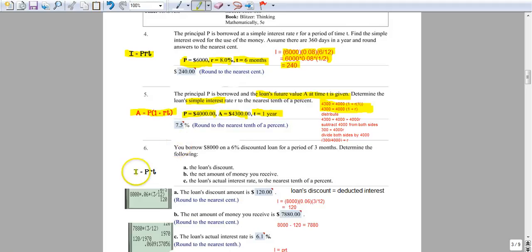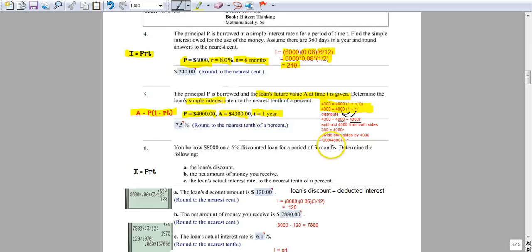So we have here R times 1 is just R. Then you need to distribute. 4,000 times 1 is 4,000, and 4,000 times R is 4,000 R. Then you subtract 4,000 from both sides, and you're left with 300 equals 4,000 R. So you divide both sides by 4,000. So 300 divided by 4,000 to get R.